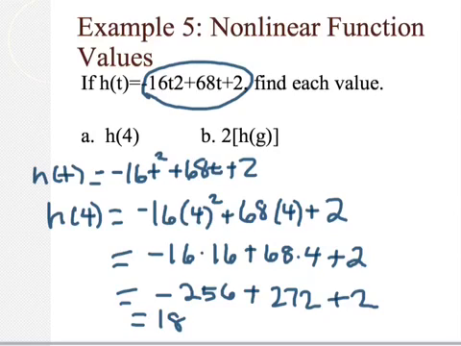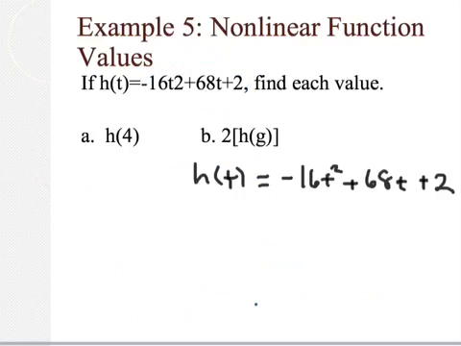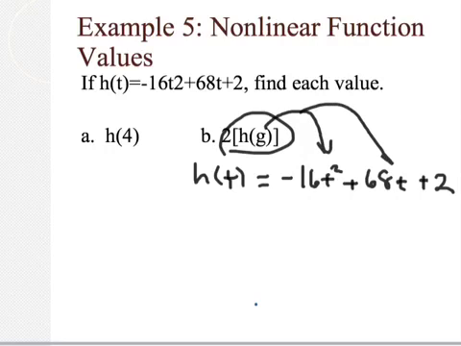So all of that was for part A. And now let's look at part B separately. Let's remember what we're starting off with in terms of the original equation, and now let's think about what they're asking here. So it says 2 times h of g. We know what h of t is. h of g would simply be to replace g everywhere we see t. So I'm going to write g instead of t.